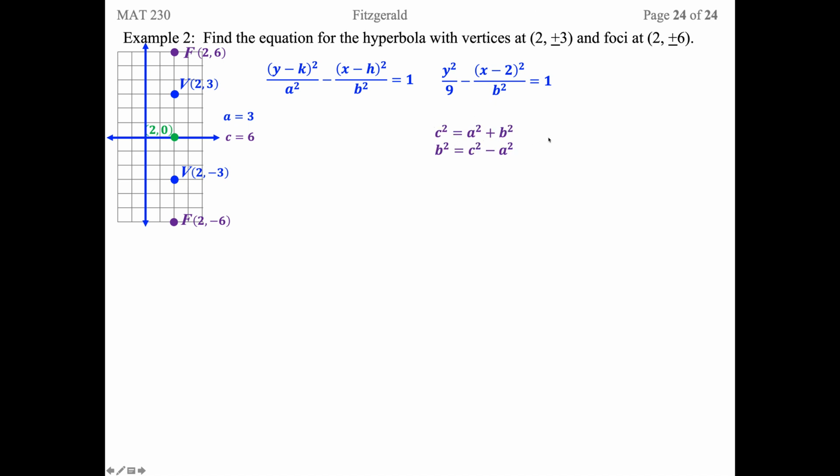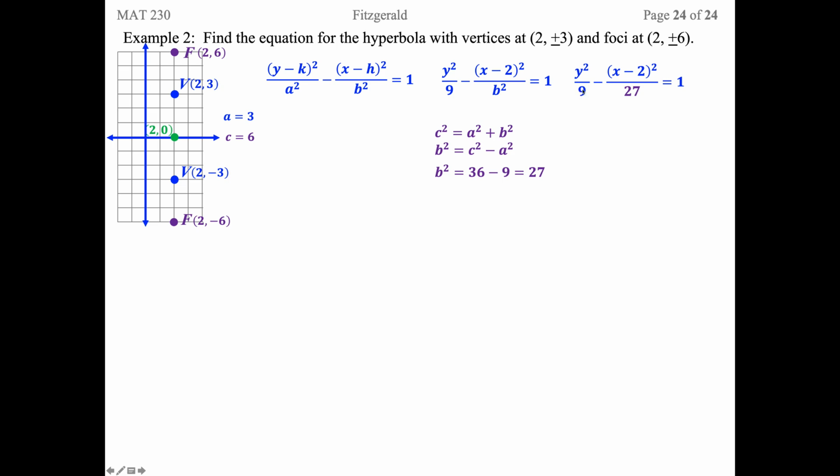So I'm going to go to my Pythagorean theorem with the plus sign. So to solve for b squared, I'm going to subtract over the a squared. So c squared minus a squared. Then take the square root of that. 36 minus 9 is 27. I guess we don't have to take the square root because we're not solving for b. So b squared is 27, and again, this is a case.